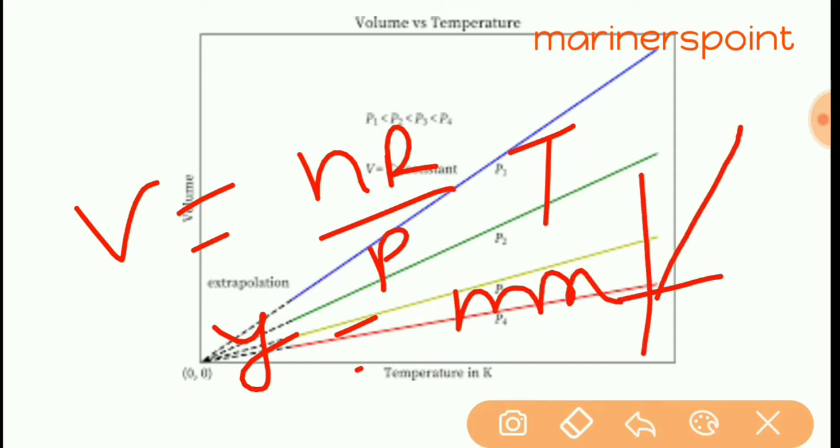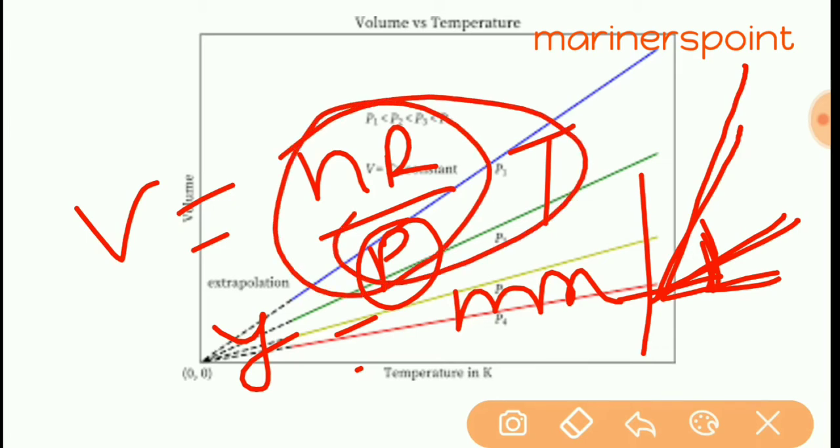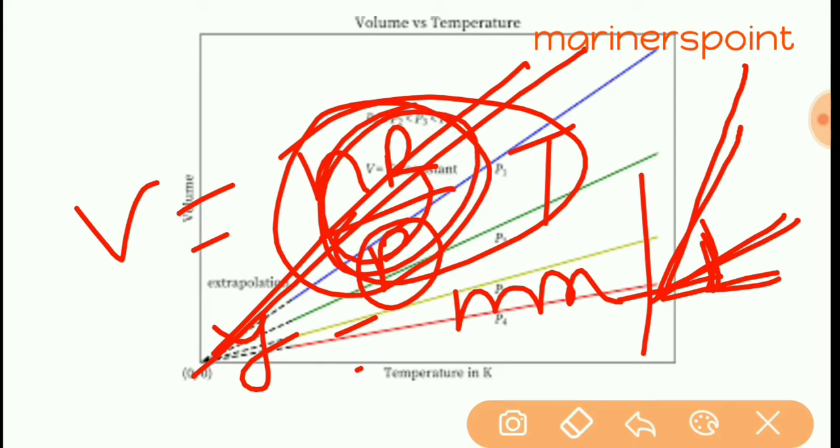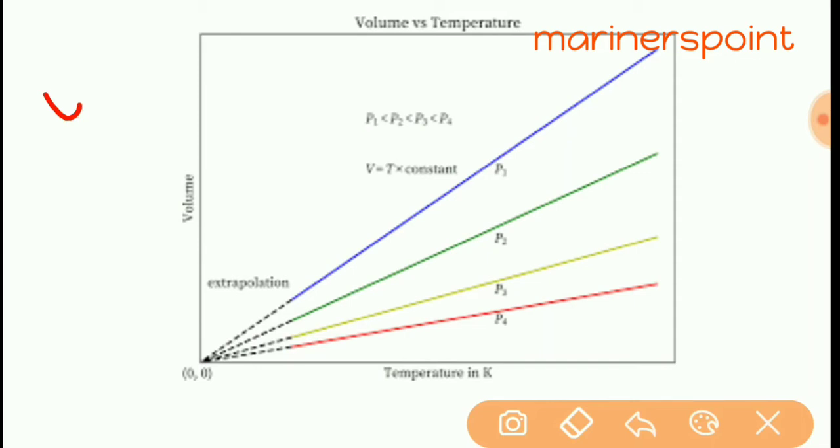If m is more, then the graph will be steeper. m is what? Slope, then it will be more. If m is less, then it will be like this. So if P is less, then what value do we get? More. That means our slope is more, then it will be more. If P is high, then the overall value we get is less, so the graph will be like this. Okay, you understand?